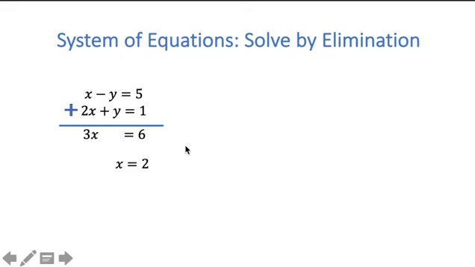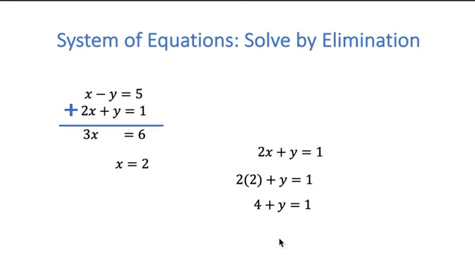Now, just like the previous screen, we're going to plug 2 in for x in the other equation. So when I plug 2 in for x, I end up with 2 times 2 plus y is equal to 1. And then I'll just solve this equation for y. 4 plus y equals 1, so y is equal to -3.